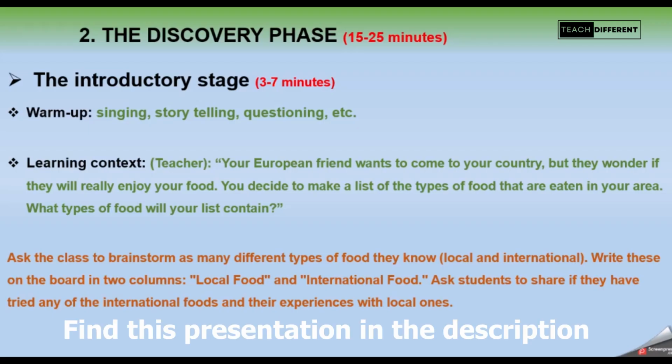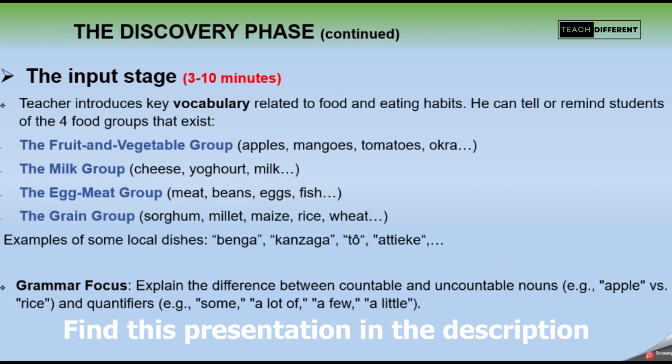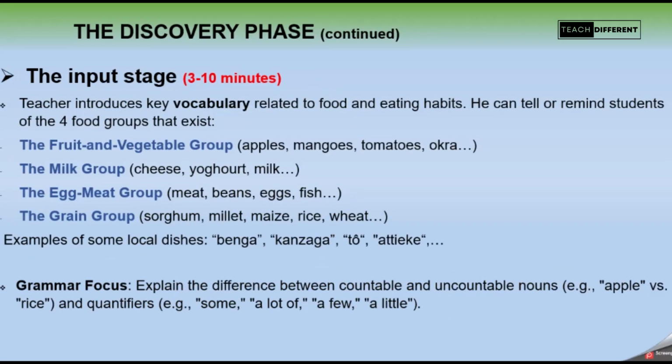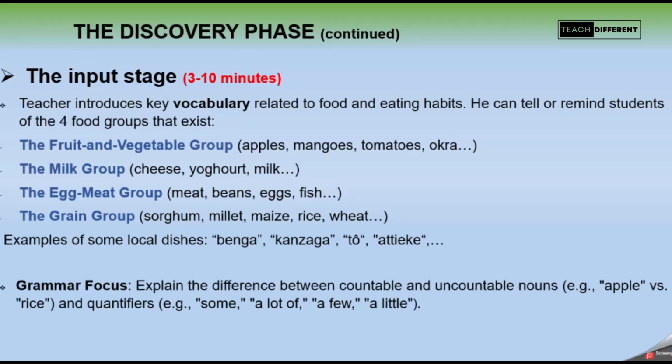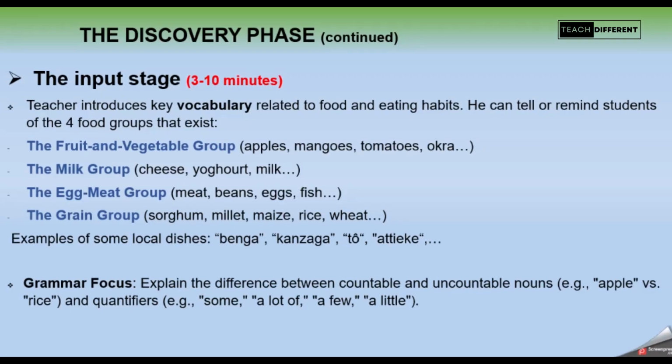The second stage is the input stage. This is where students get knowledge. You may teach vocabulary or grammar or both. As vocabulary points, the food and vegetable group, the milk group, the egg and meat group, the grain group. It is a combination of several types of foods that make a dish or a meal. Examples of local dishes, you have benga, kazanga, to, atike, rice, etc.